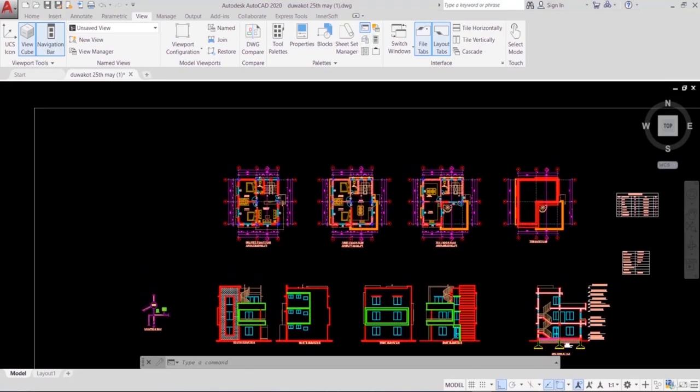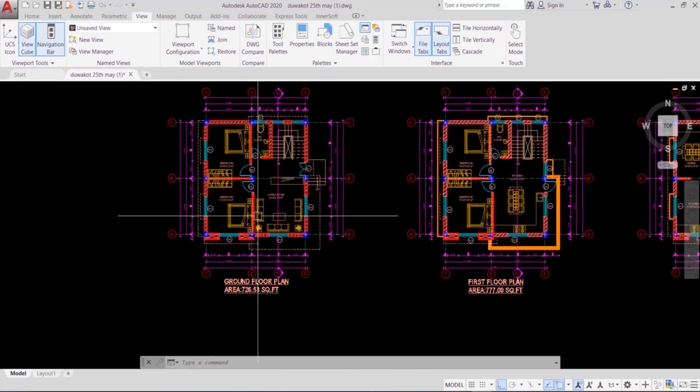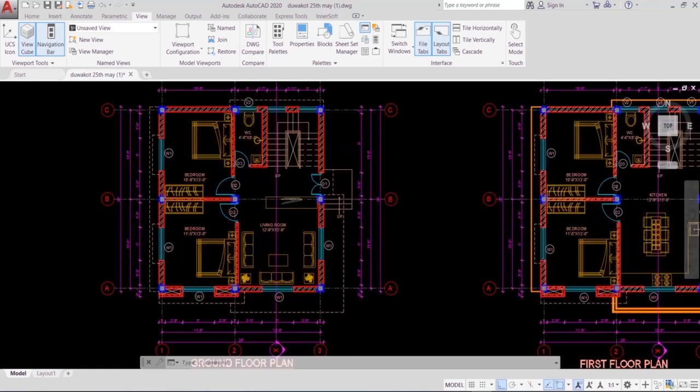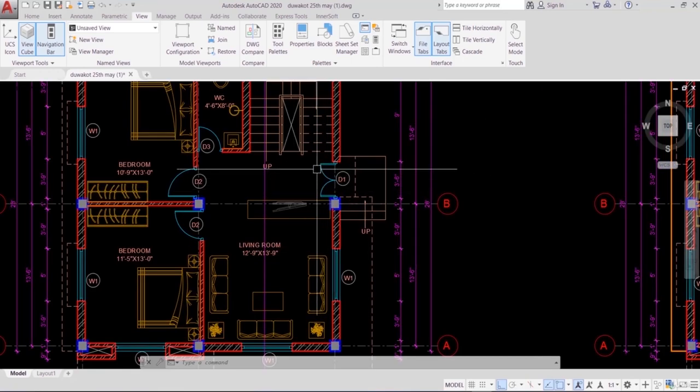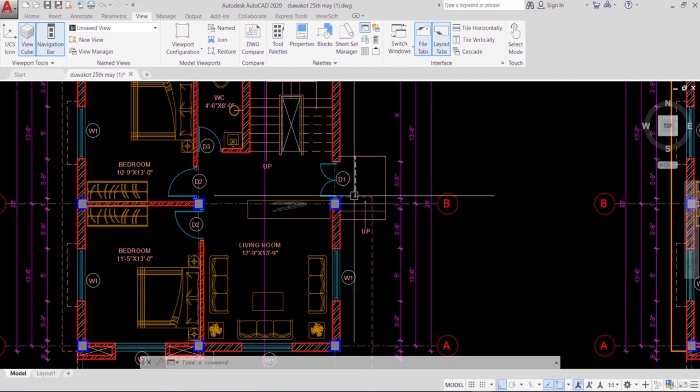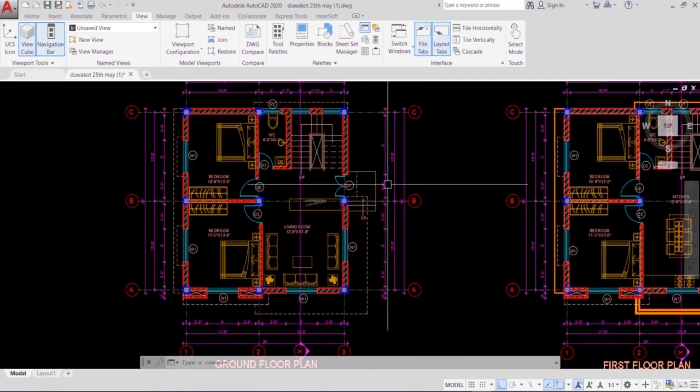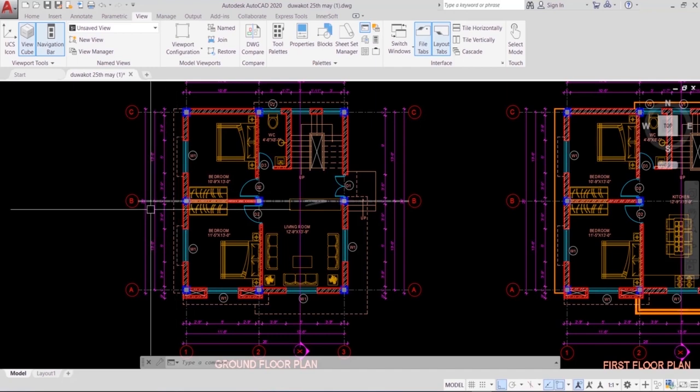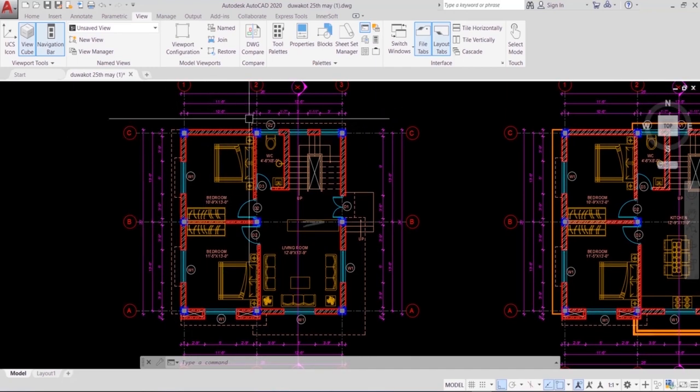Let me see the floor plan now. So you can see that we got 3 floors. This is the ground floor plan, and you can see this is the main entrance door, and we got the steps like this. We saw the east elevation from here, the west elevation from here, the north elevation, and the south elevation.